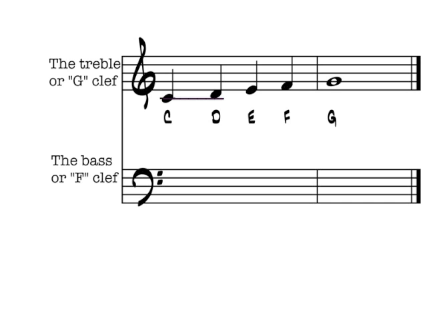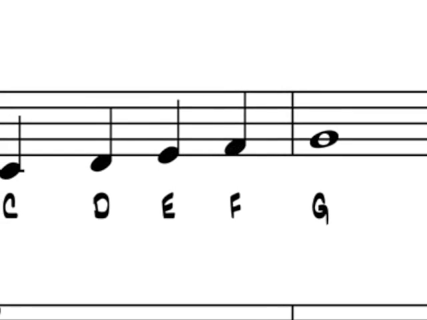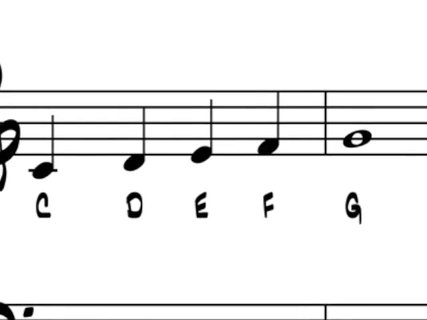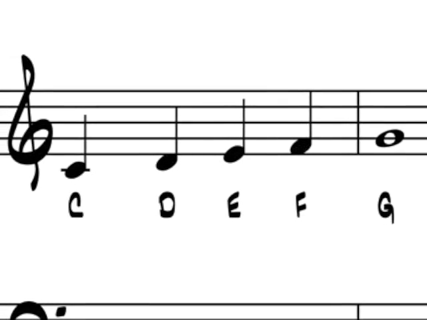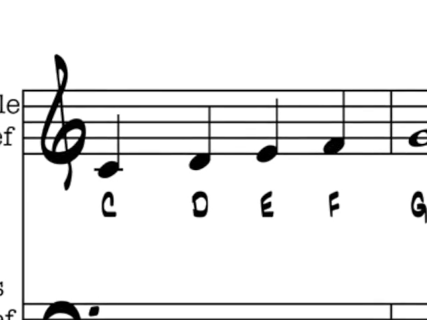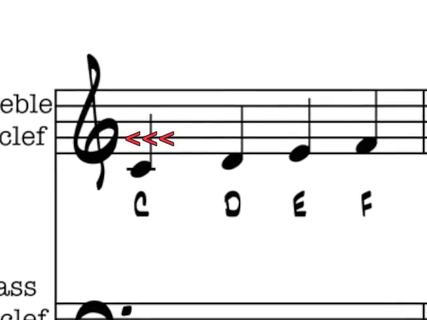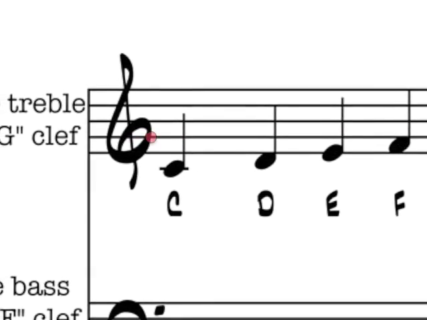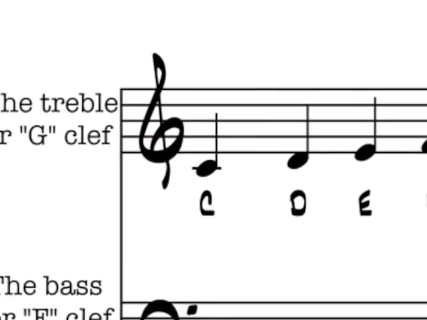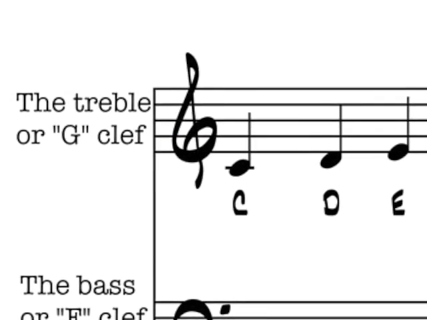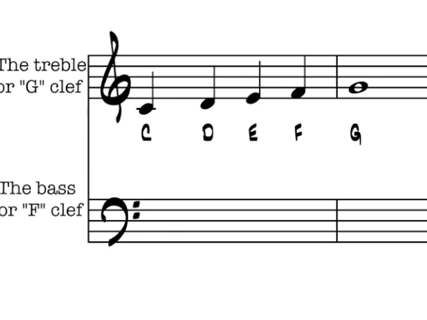So C is a line note here, D is a space note, E is a line note, F is a space note, and G is a line note. In fact, G is on the second line from the center, and you can see that what we call the G clef is also based around that second line from the center. So that symbol there is called the treble clef or the G clef since it highlights the note G.